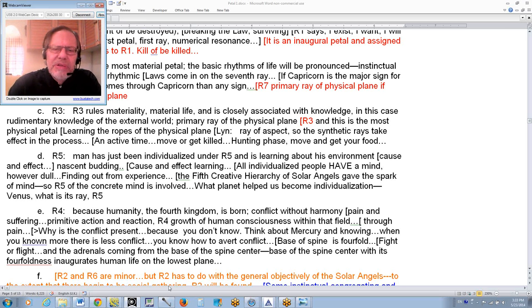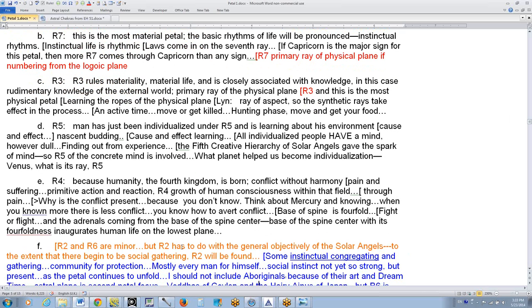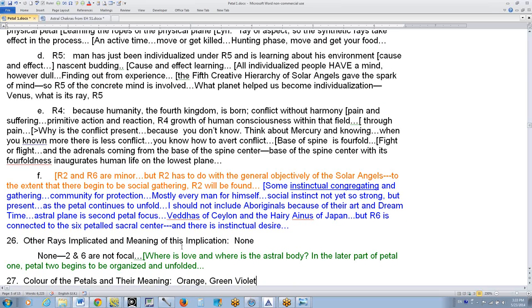Now, what about Ray 2 and Ray 6? Well, it's more minor. Ray 2 has to do with the general objectivity of the solar angels, so to the extent that there began some social gathering, Ray 2 is part of that, but not very much. Ray 2, in a sense, rules the entire egoic Lotus, and just the way Venus does as well, it's a strongly Ray 2 planet in its monadic aspect and maybe its personal aspect.